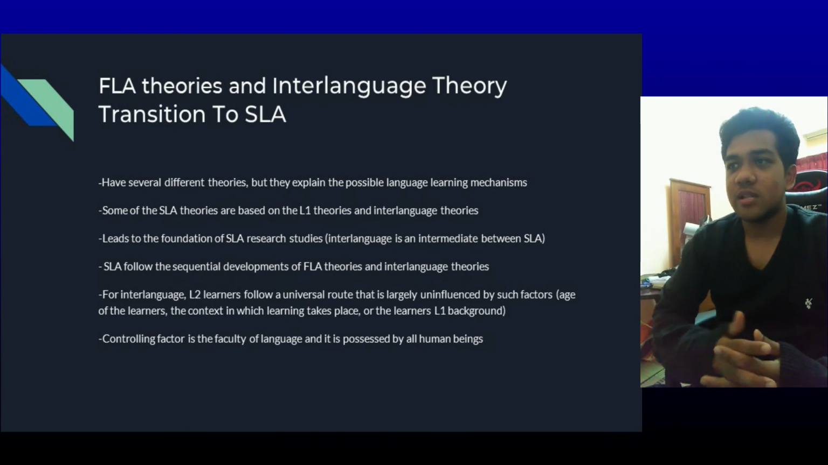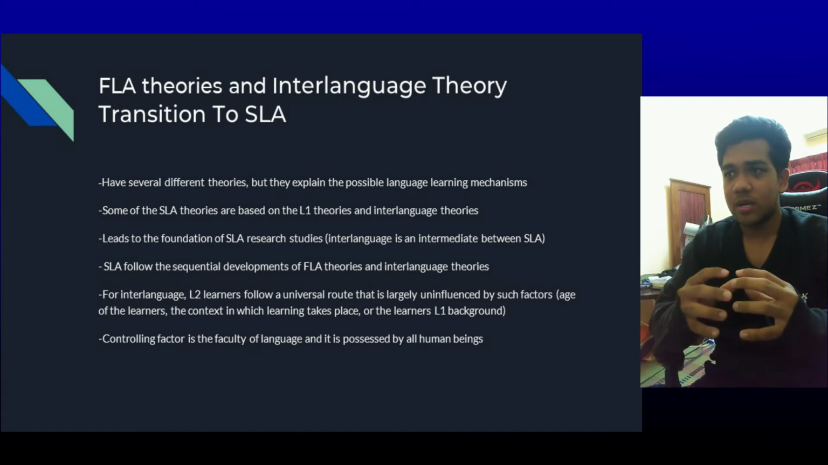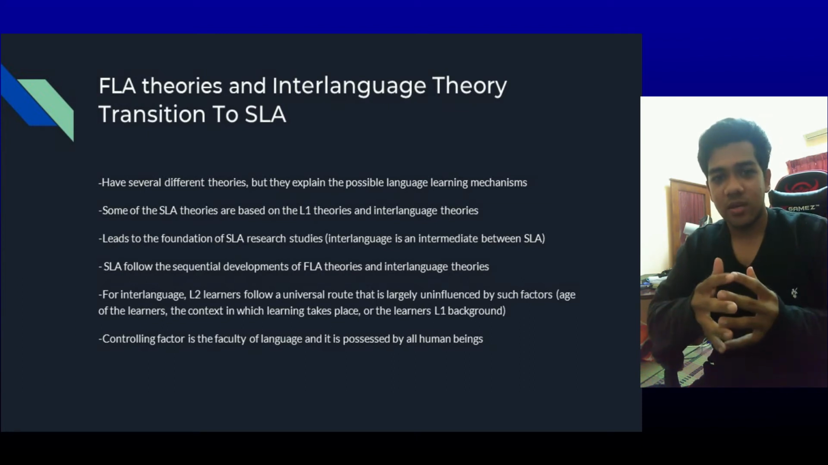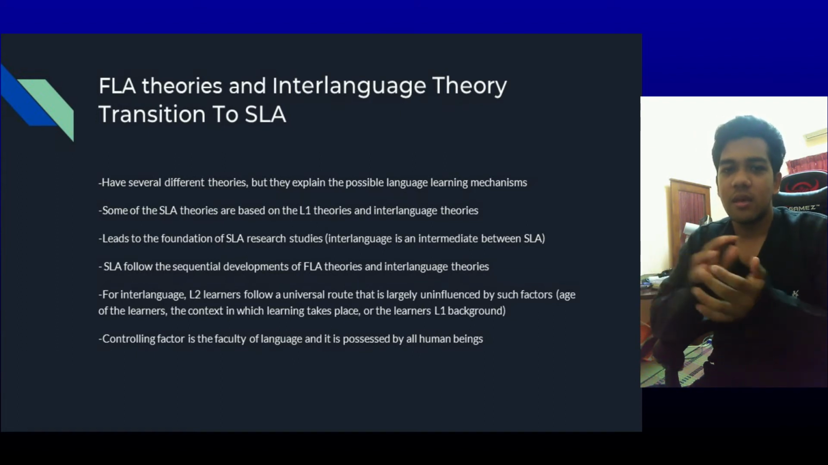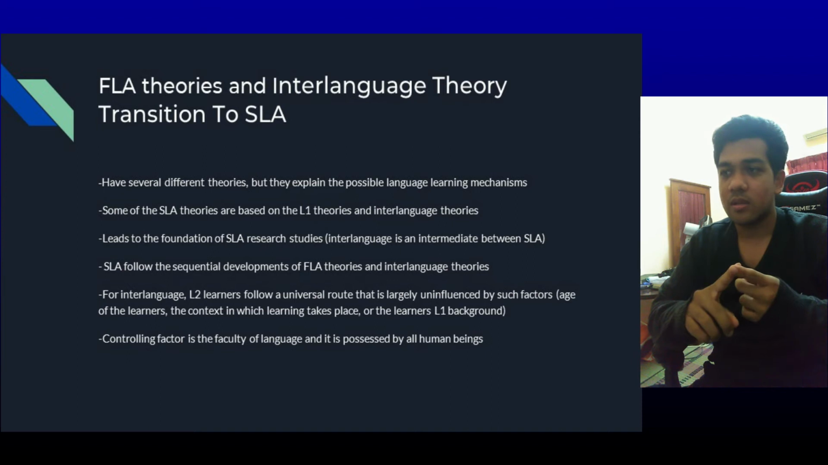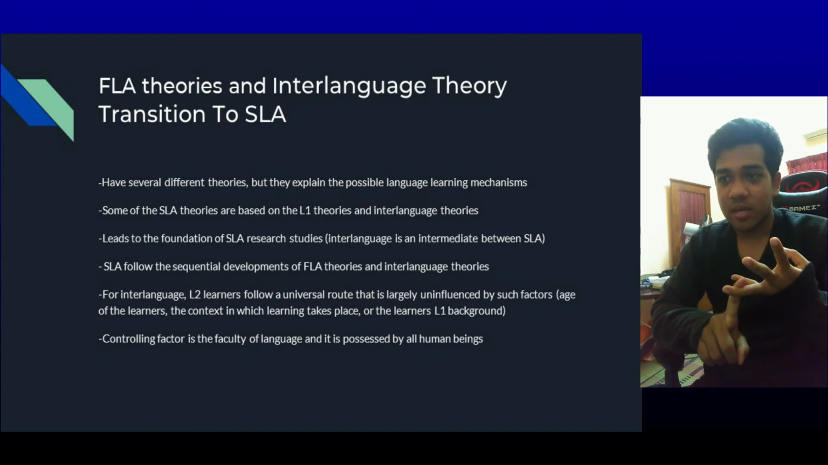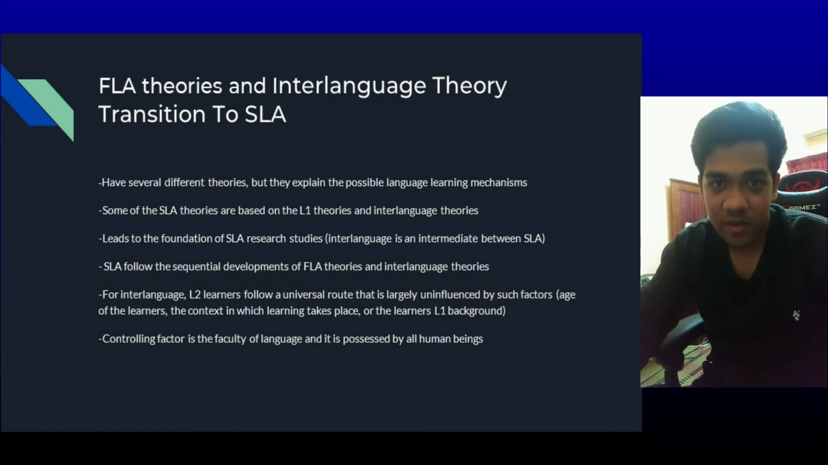Okay, for FLA theories and interlanguage theory transition to SLA, here we generally want to talk about how, for proving SLA, they have many first language acquisition theories to prove it. And the theory can be summed up as: for interlanguage, second language learners follow a universal route that is not largely influenced by factors such as place or L1 background. The controlling factor is the faculty of language that we have in us, and all human beings have it.